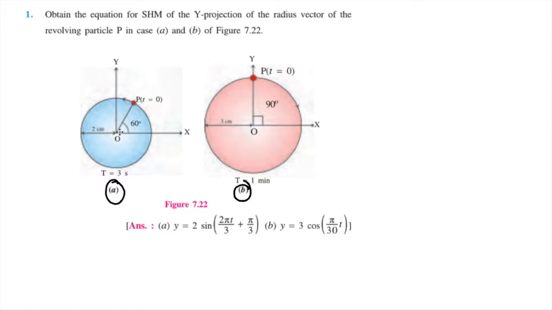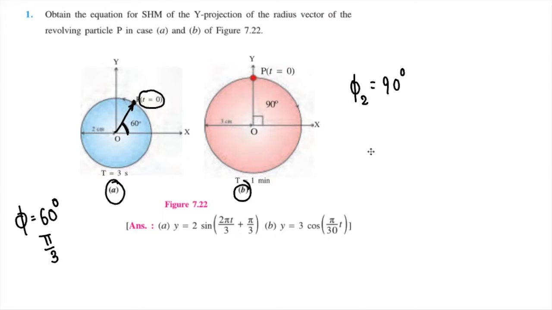We are having one rotating vector. This is actually a vector which is rotating, but at t equals 0 it is just starting its circular motion. So we can say that the initial phase, phi 1, is 60 degree, and in radian it is pi by 3, which is given to you. And in this case my initial phase, phi 2, is 90 degree at t equals 0.